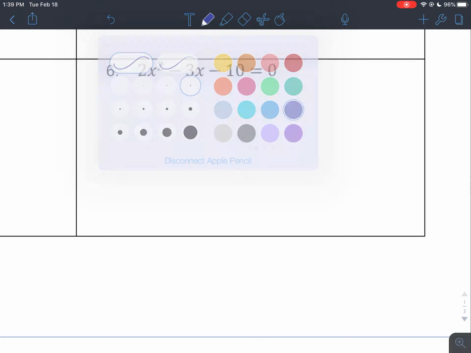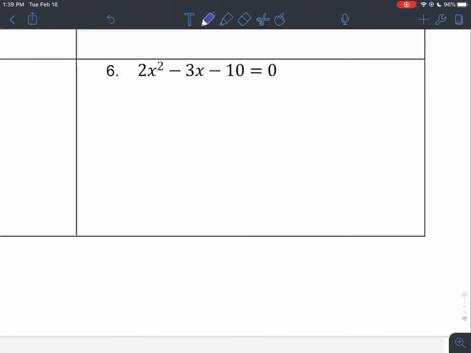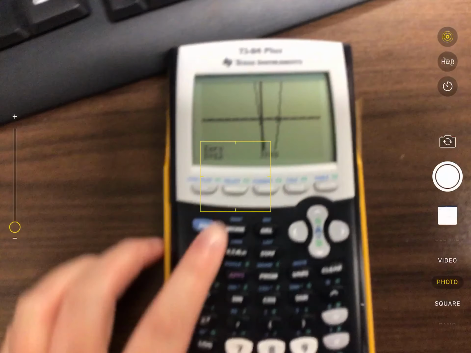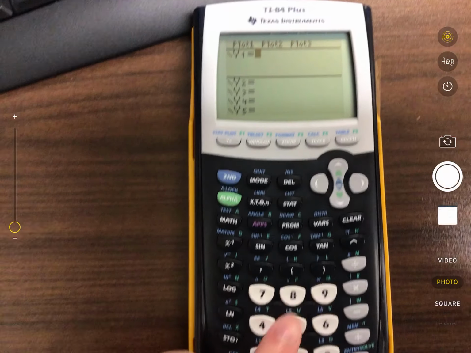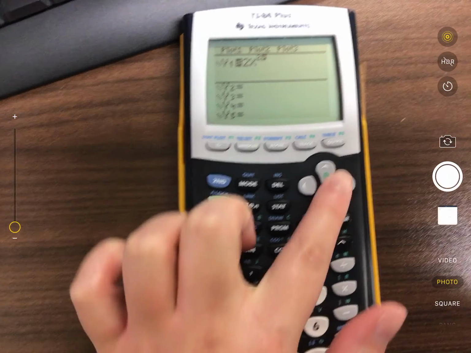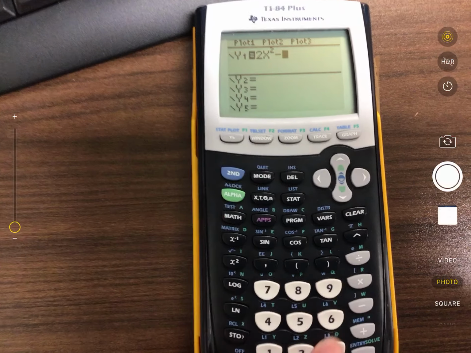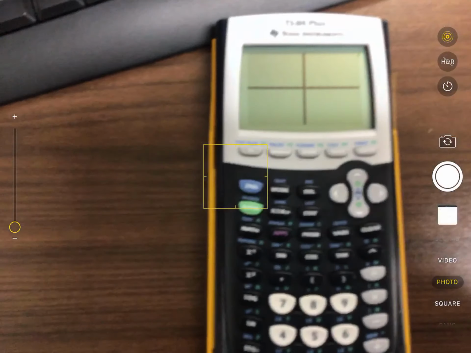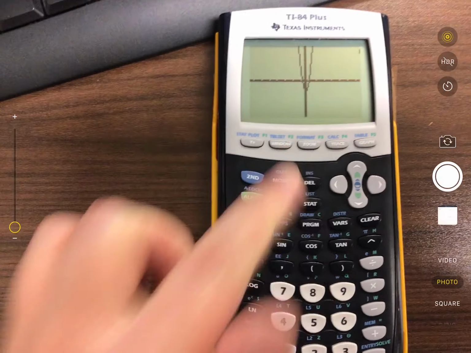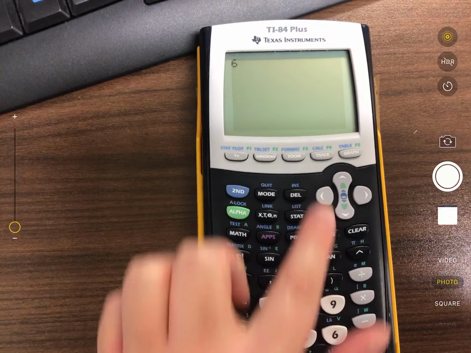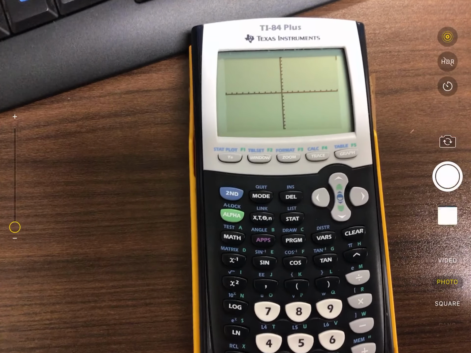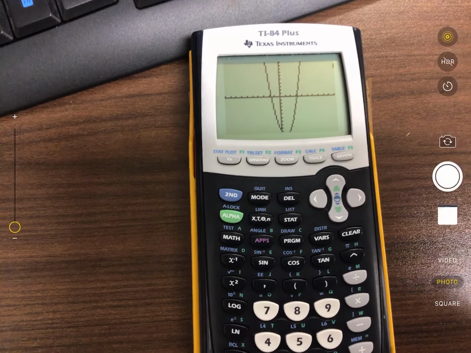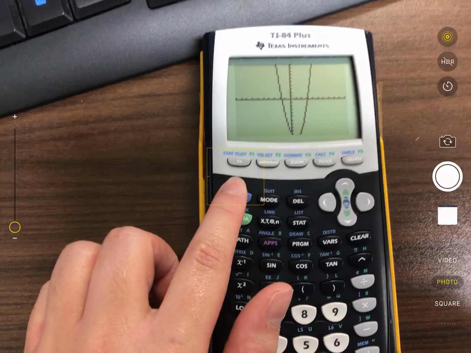Number 6, on this one, everything is set equal to 0. So I'm going to go ahead and plug this into y equals just like I see it and get my two x-intercepts. So from here, y equals, we have 2x squared minus 3x minus 10. If I go to my graph, if it looks a little funky here, we hit zoom 6 to get it back to the normal graph. Oops, zoom 6. And from here I can find my two x-intercepts.